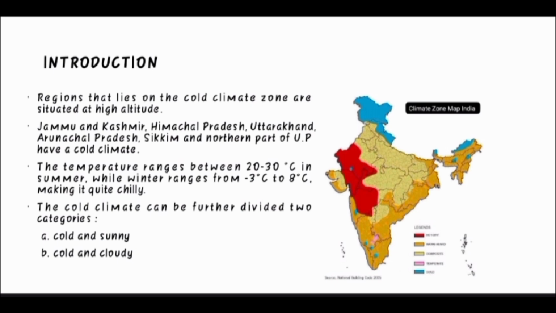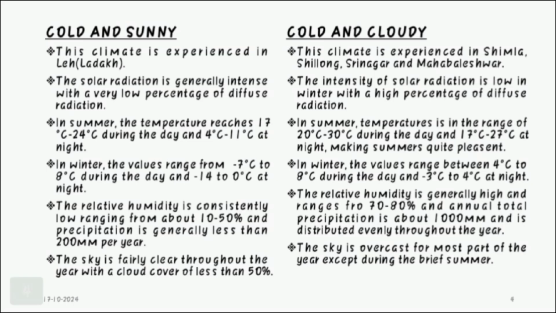The buildings in such regions need to be properly insulated so that the internal heat is retained with minimum losses to the environment. Now the cold climate can be further divided into two categories: cold and sunny, and cold and cloudy. This map indicates the climate zones of India. It is based on the climatic conditions of different regions of the country. It has been divided into 5 climatic zones. Switch to next slide. Now I'll explain cold and sunny and cold and cloudy.